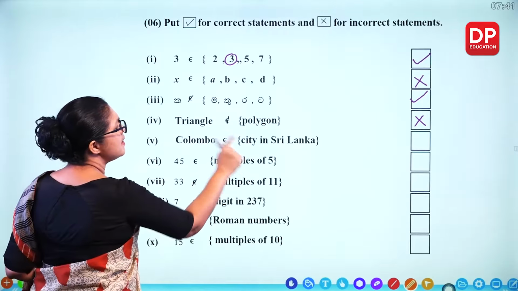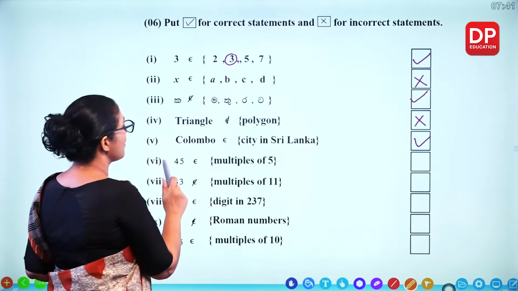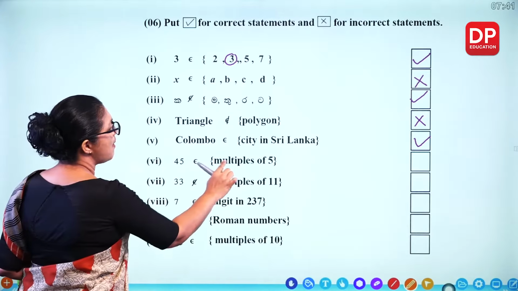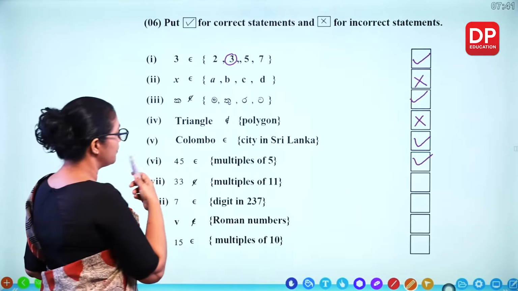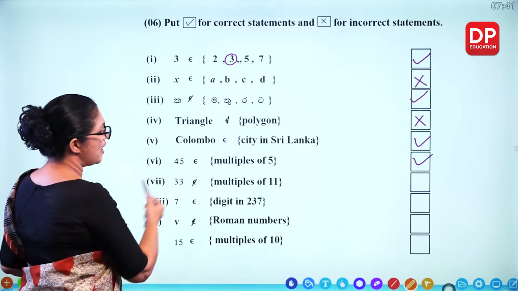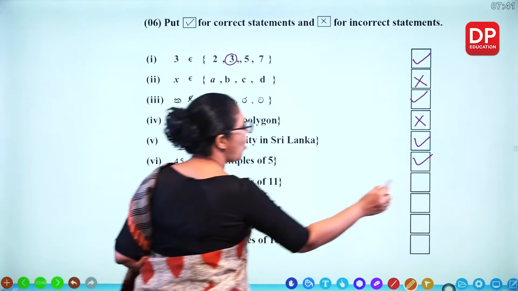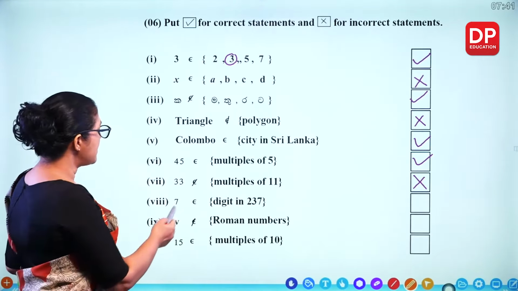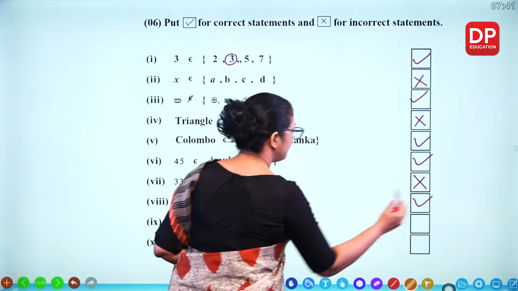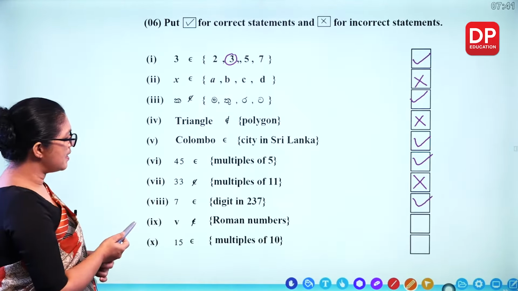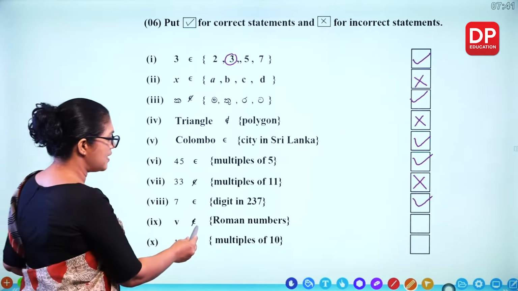Colombo is an element. That's a city in Sri Lanka. That's correct. 45 is an element in multiples of 5. Yes, it's true. 33 is not an element of multiples of 11. 33 is a multiple of 11, so that's wrong. 7 is an element of digits in 237. That's correct, it's an element. V is not an element in Roman numbers. So this means 5 in Roman numbers, so this is wrong.